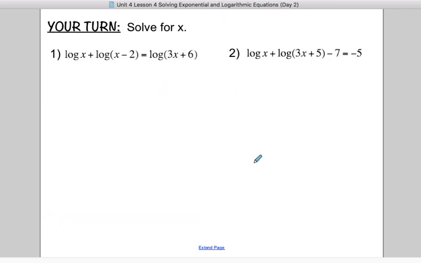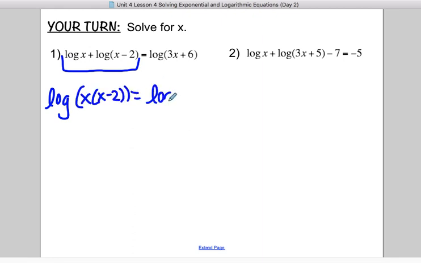We have 2 your turn problems. I would recommend you pause the video and do this one on your own, and then you can come back and we'll redo it. Okay. So hopefully you paused the video. Now on the left-hand side I see there's 2 logs, so I'm going to rewrite it with multiplication. So it's really x times x minus 2 equals the right-hand side.